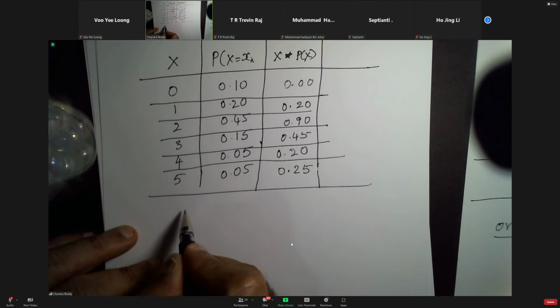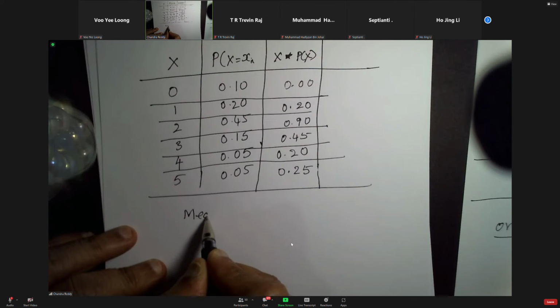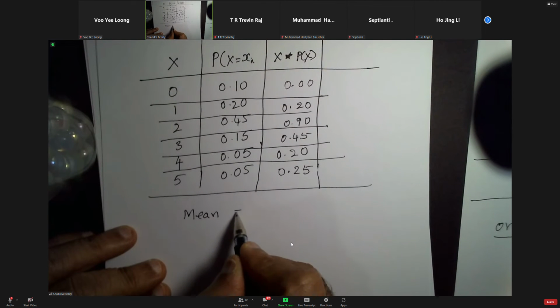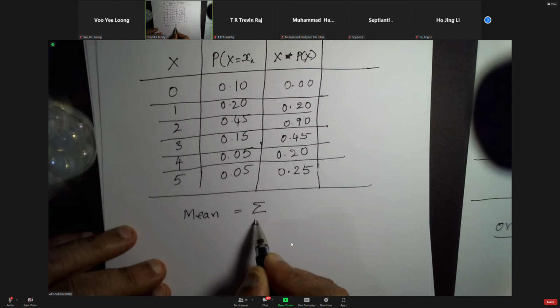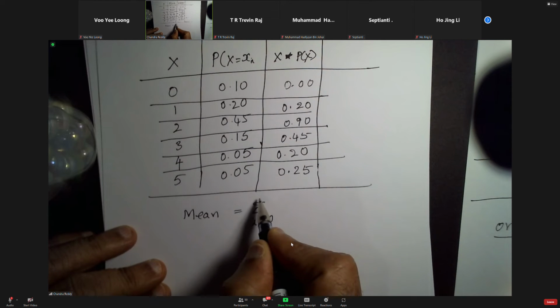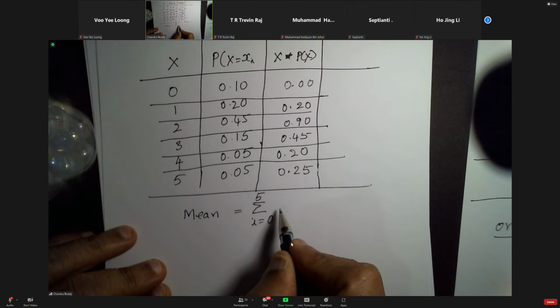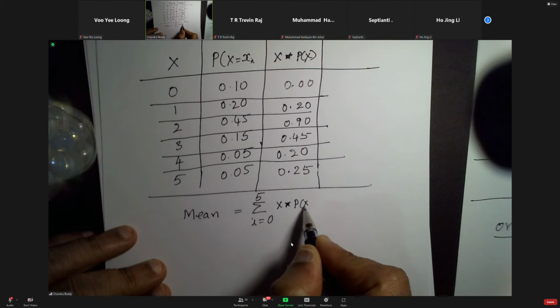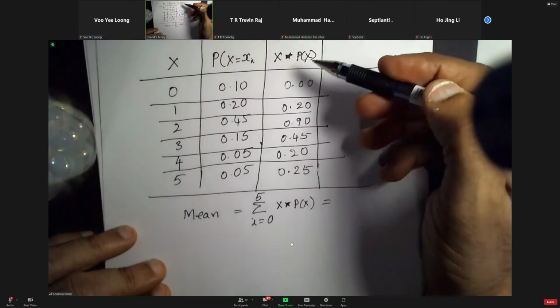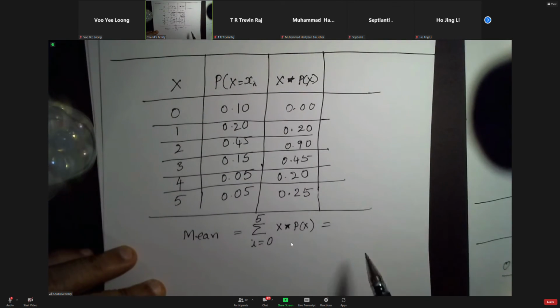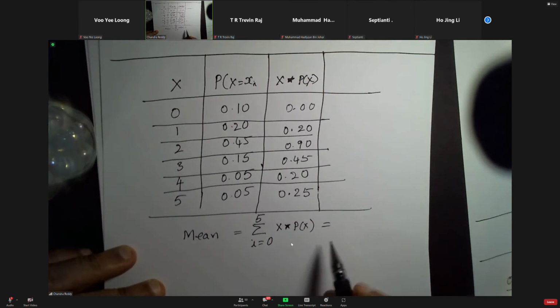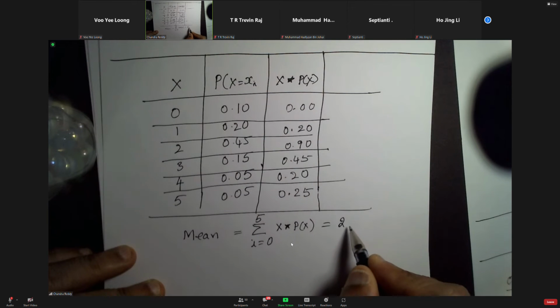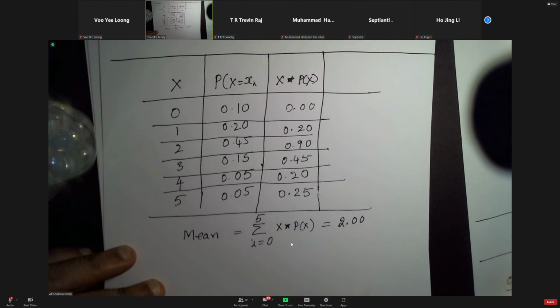So the mean is nothing but the sum, i equal to 0 to 5, of x into probability of x. So you need to just add up all the column. Add up all these numbers. How much do you get? Sum of x into probability of x. Yeah, that's correct, Dennis. Thank you. So 2.00.